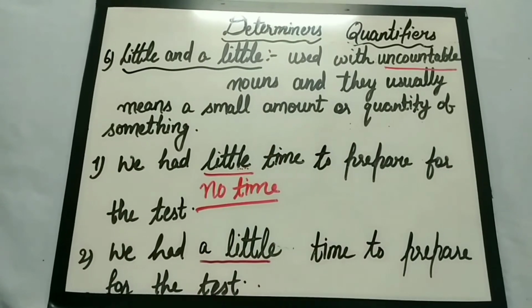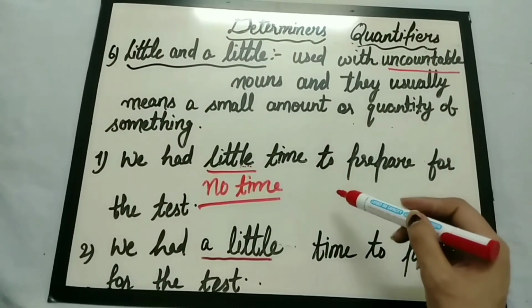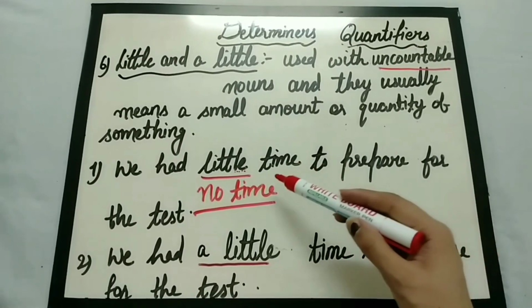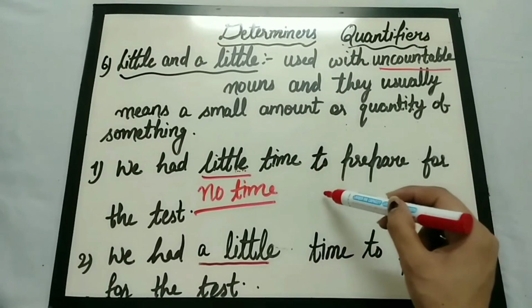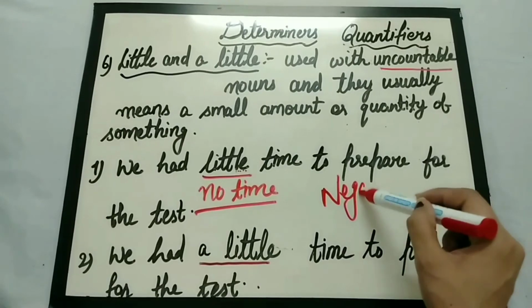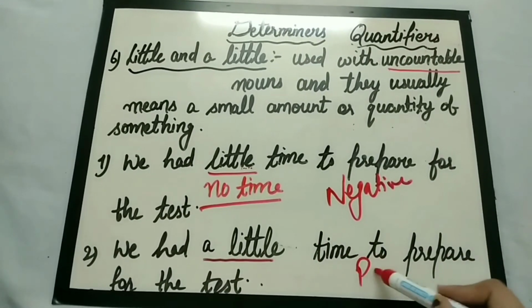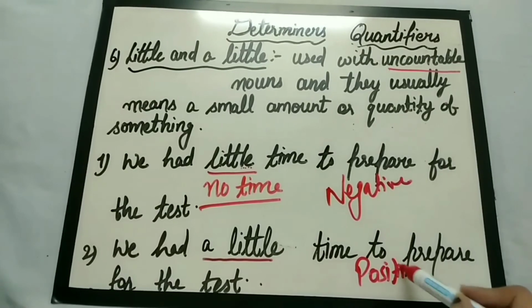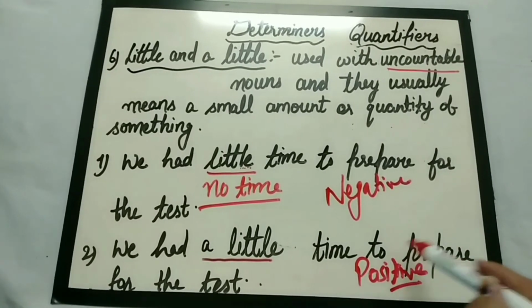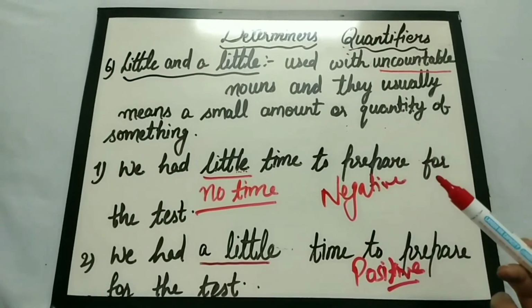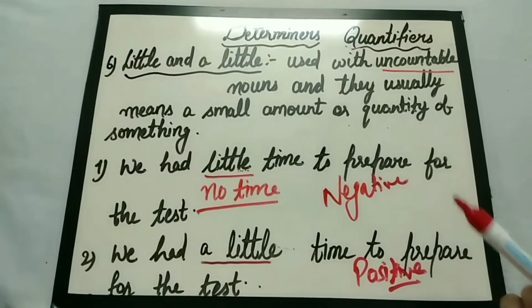So I hope you got the uses of little and a little, few and a few. Little is used in a negative statement, and on the other hand, a little is used in a positive way or in a positive statement. Similarly with few and a few.